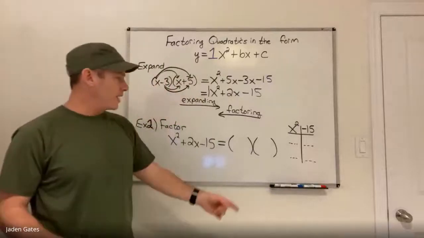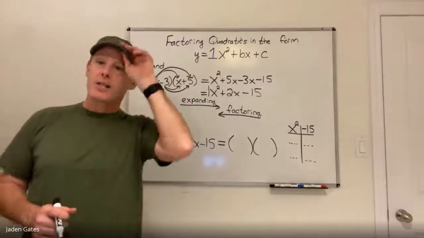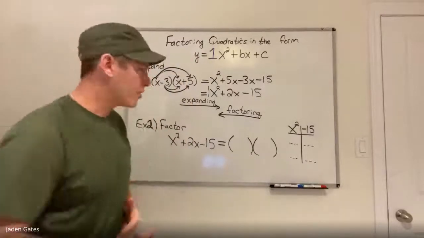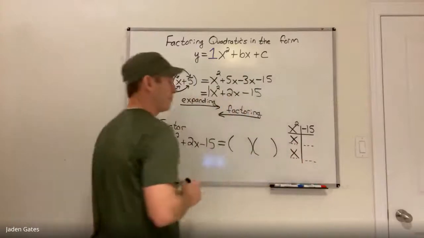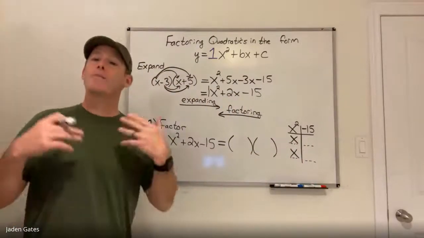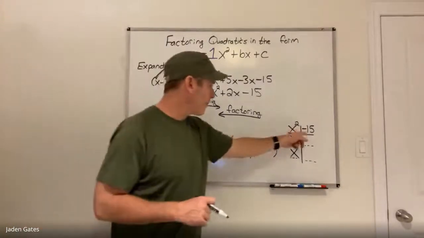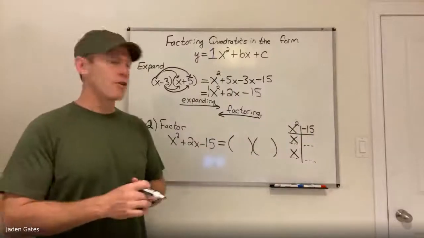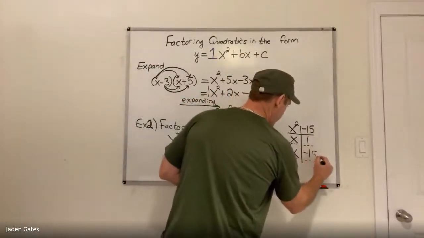What we're doing in these spots is asking what 2 things multiply to give me x squared. Now, when it's x squared, it's easy. It's always going to be x and x. The other side is a little bit tougher. I've got to come up with 2 things that multiply to give me negative 15. An easy answer would be 1 and negative 15.